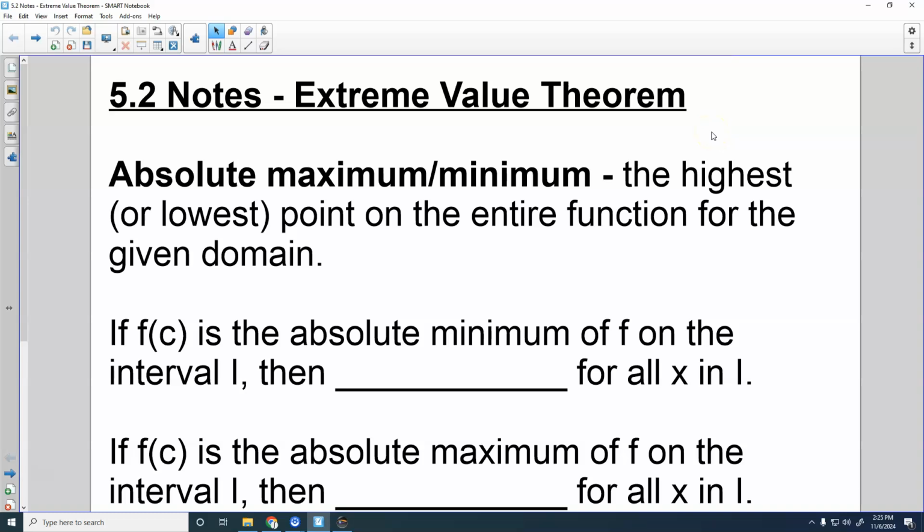Okay. So, the extreme value theorem deals with maximum and minimum points, because maximums and minimums can be called extrema. They're the extreme points of the graph. So an absolute maximum or minimum is the highest or lowest point on the entire function for the given domain. We've talked about this some.